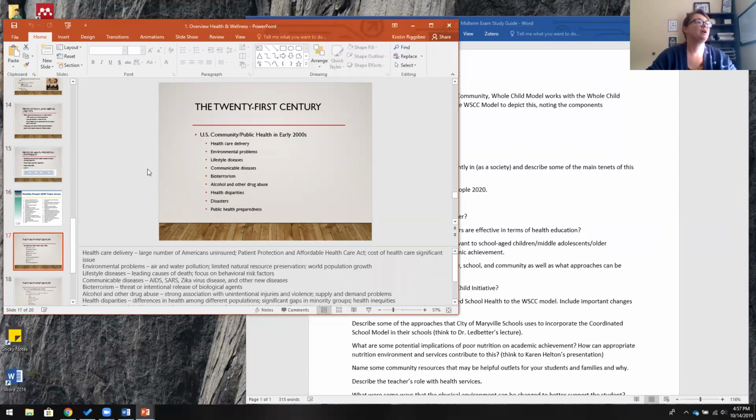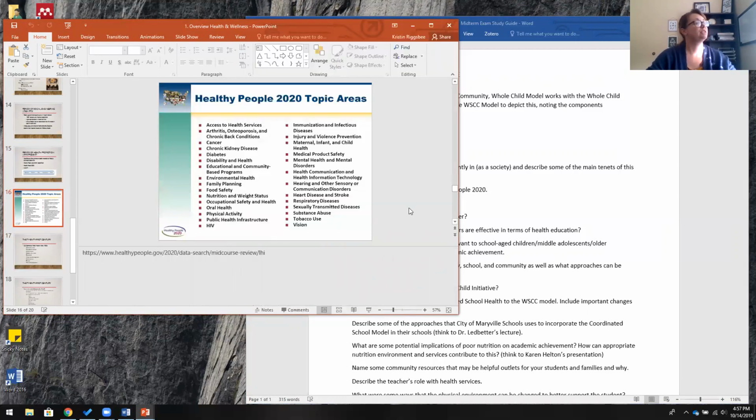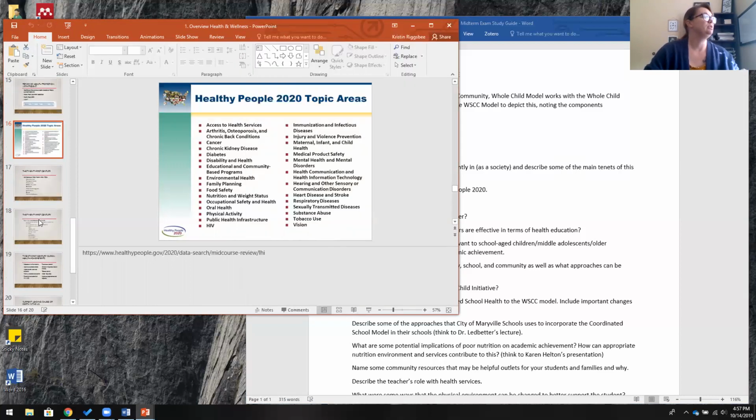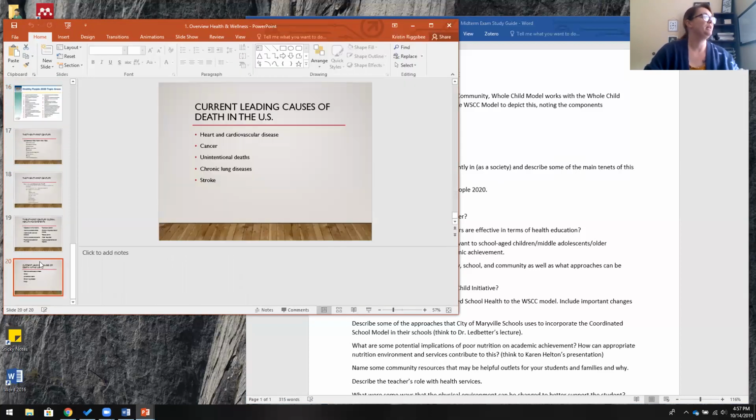Describe 5 of the areas of Healthy People 2020. In that case, you just list them. There is a lecture slide on that in the first section. Leading causes of death in adults, if I remember correctly, I'm going to pull it up. Yep, it's the last slide in chapter 1 as well. And so you have there heart and cardiovascular disease, cancer, unintentional deaths, chronic lung diseases, and stroke. So once again, you see that common factor being potential lifestyle factors.